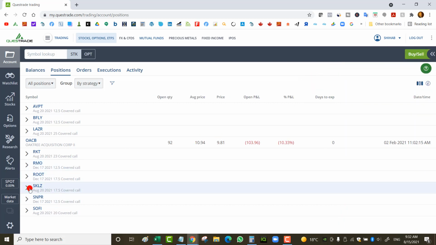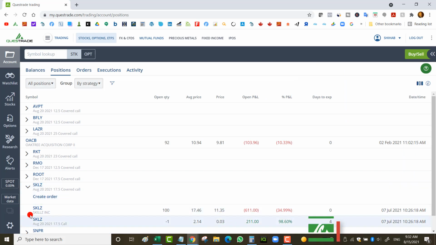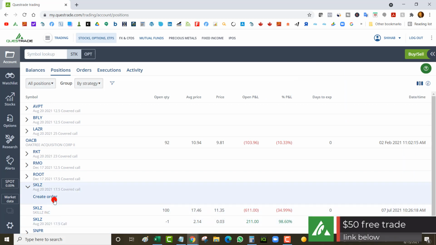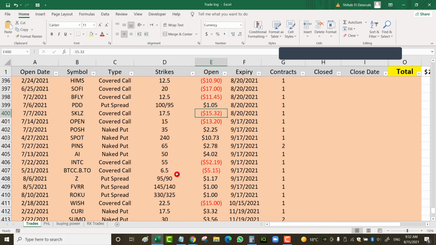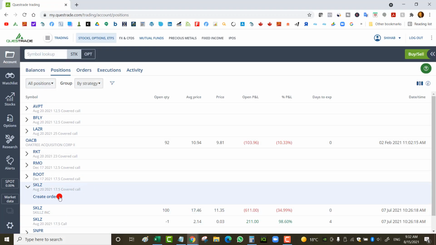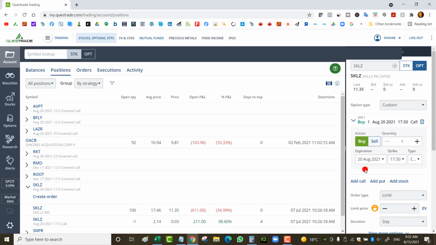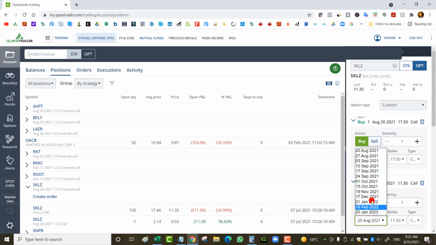Then I've got Skills that has dropped a lot as well. So I'm just going to have to roll the call option, either bring the call strike lower. So where's Skills here? My cost basis is 15. So I could either bring the strike to 15 and maybe go further out.